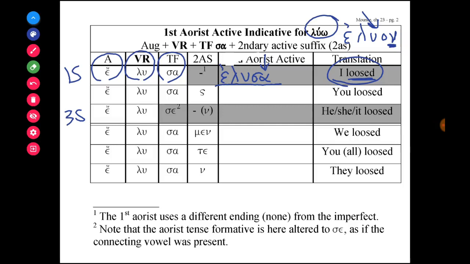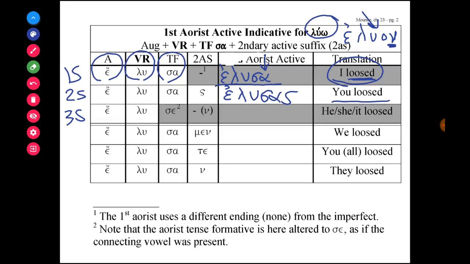For the second person singular form, I take the augment, I add the verbal root, I take the tense formative, and then I add the sigma to it, which is what we would expect for the second person singular suffix. So ἔλυσας is you loosed.